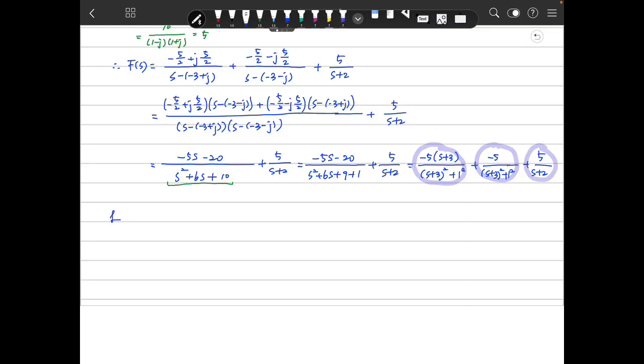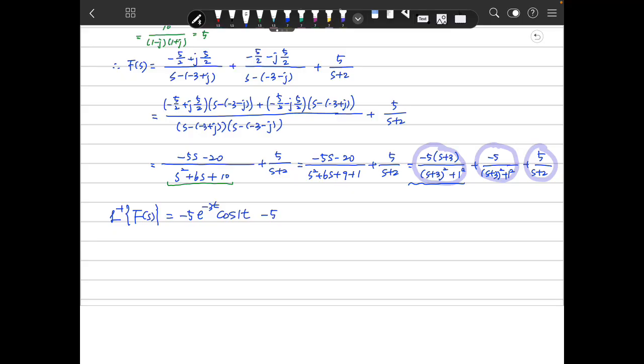Therefore, the inverse of F(s) will be the inverse of that. What is that? Minus 5, this is a cosine, exponential minus 3t cosine, with omega equal to 1, t. The second term is minus 5.